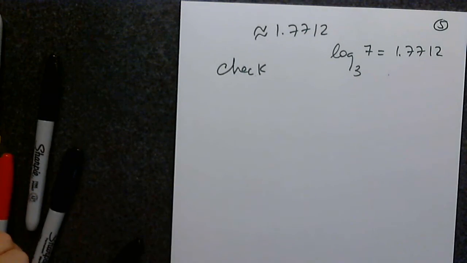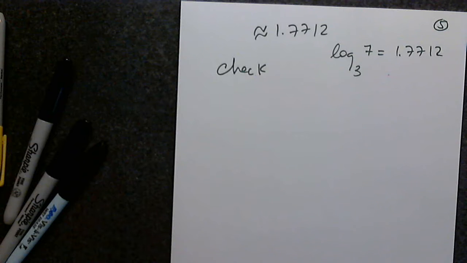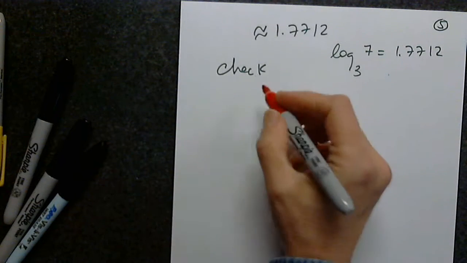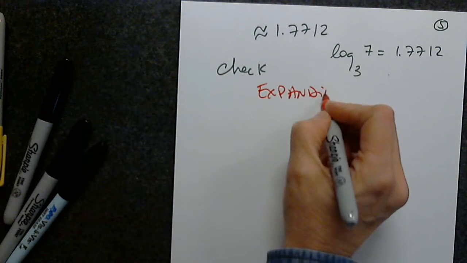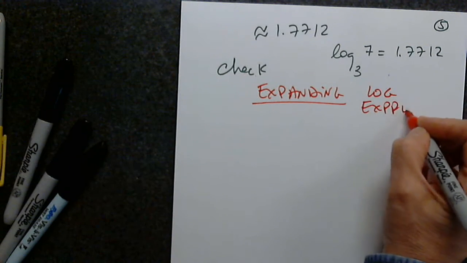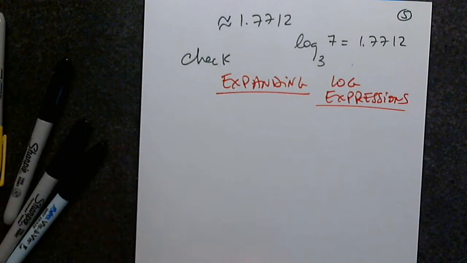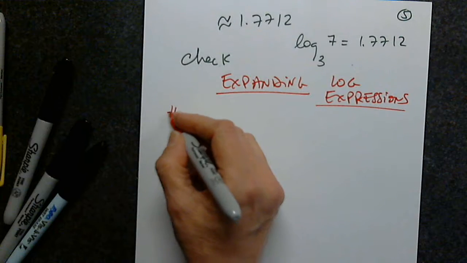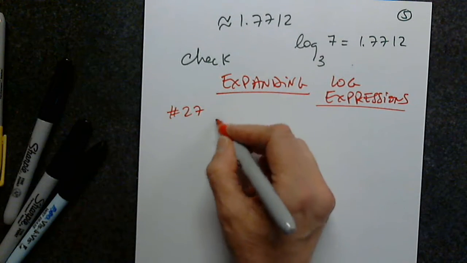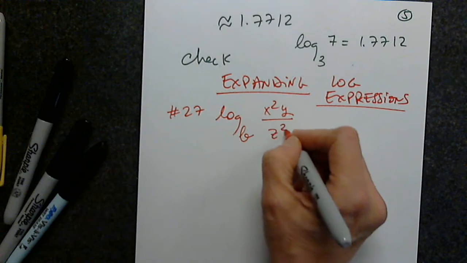Very good. Awesome. So now on page 501, we have tons of examples of how to use these 3 properties. Condensing and expanding. So let's start with expanding log expressions. Okay, so let's start with the easy one, like let's say 27. In 27, we have log base b of x squared y divided by z squared.